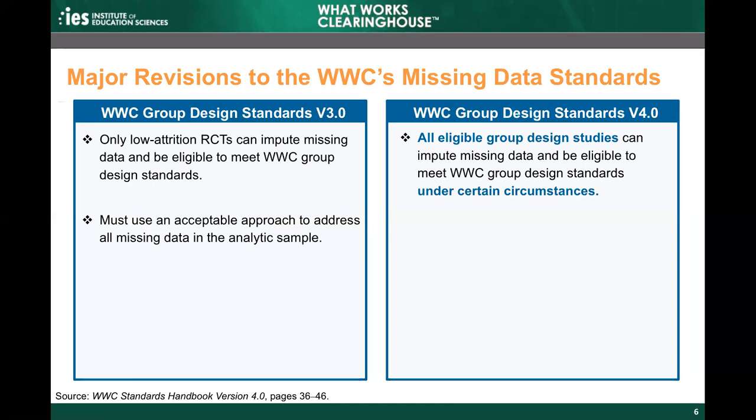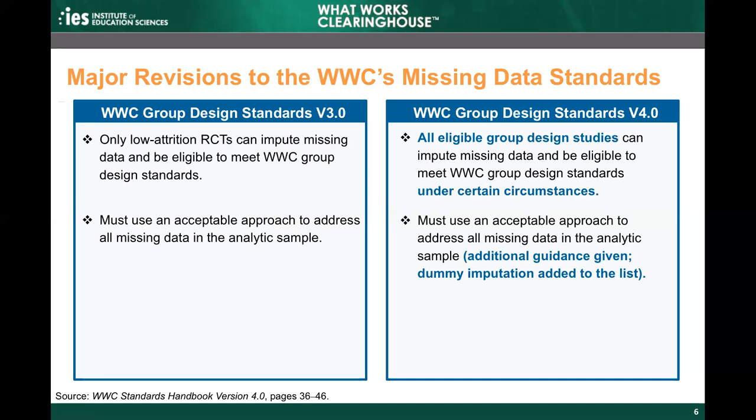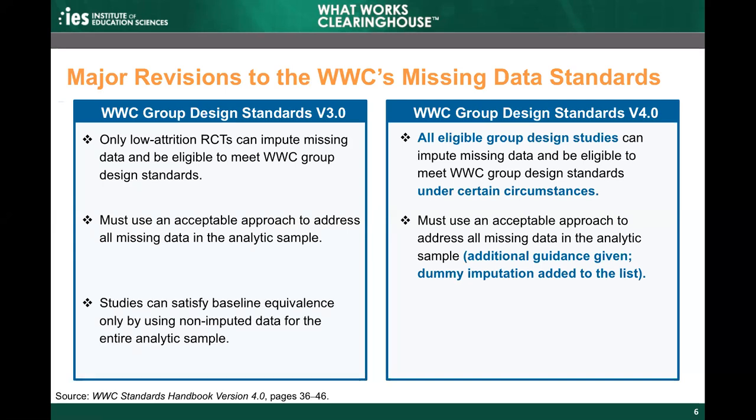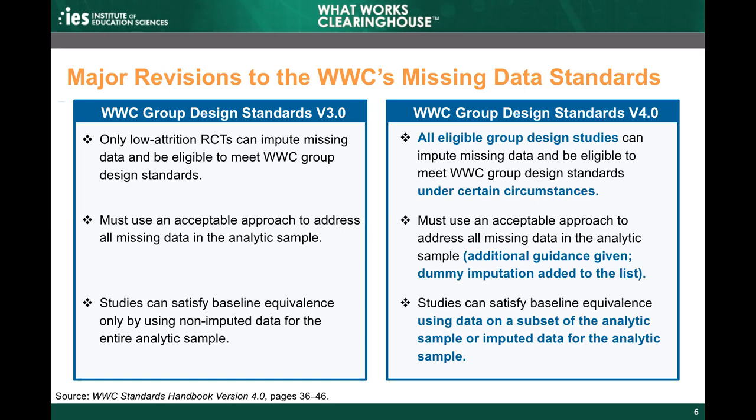Under 3.0, studies must use an acceptable approach to address all missing data in the analytic sample. Under 4.0, this is still the case. However, dummy imputation has been added to the list, and there is also additional guidance provided for the acceptable approaches. Under 3.0, studies can satisfy the baseline equivalence only by using non-imputed data for the entire analytic sample. Under 4.0, the standard is relaxed such that studies can satisfy baseline equivalence using data on a subset of the analytic sample or imputed data for the analytic sample.